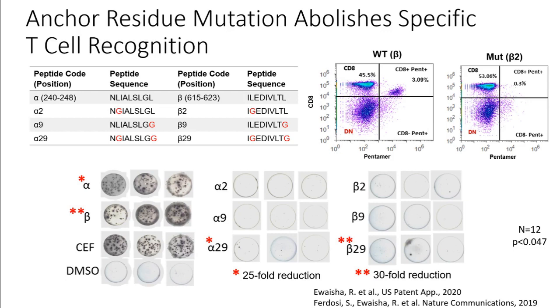Using pentamers that are specific to the T-cell clones that recognize epitope beta, the population of cells that were CD8 positive, pentamer positive, for beta was reduced from 3.09% to 0.3% when the mutated peptide was used to stimulate antigen-presenting cells.